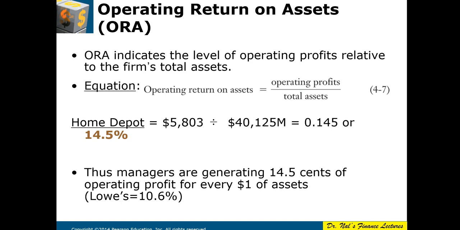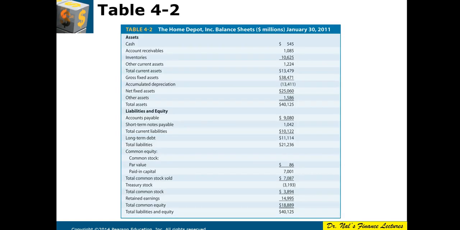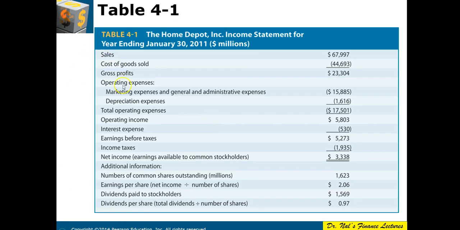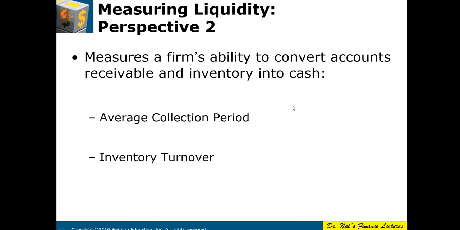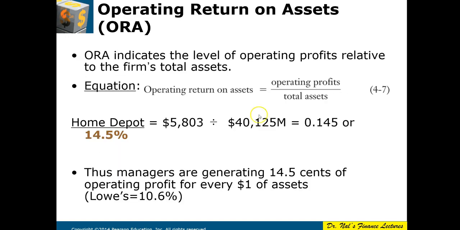All right, so operating return on assets, very simple formula: operating profit divided by total assets. Let me just go all the way back to the beginning, just to give you an idea how you can find operating profit. Operating profit is part of the income statement. Here you can clearly see operating income, which is $5,803, and we need to divide it by total assets, which is in the balance sheet. Assets is 40,125. So 5,800 and 40,000, and boom. The company's profitability ratio, operating return on assets, is 14.5%. Now compare this to Lowe's, which is only 10.6%.